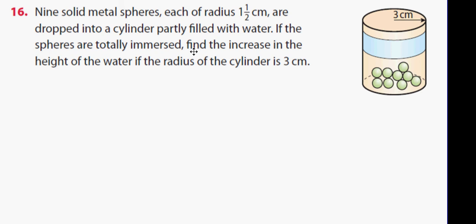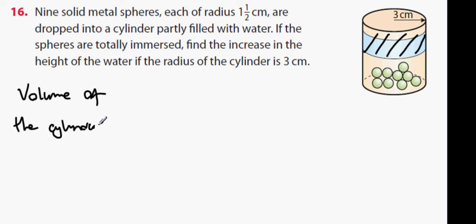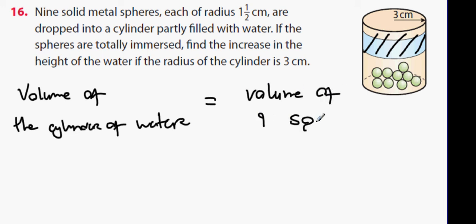9 metal spheres, each of radius 1.5, are dropped into a cylinder partly filled with water. If the spheres are totally immersed, this means that all their volume goes into raising up the volume of the water. Find the increase in the height of water. The increase in the height of water is a cylinder. The volume of the cylinder of water, i.e. the blue part, or the part that's shaded in the black, equals the volume of 9 spheres.